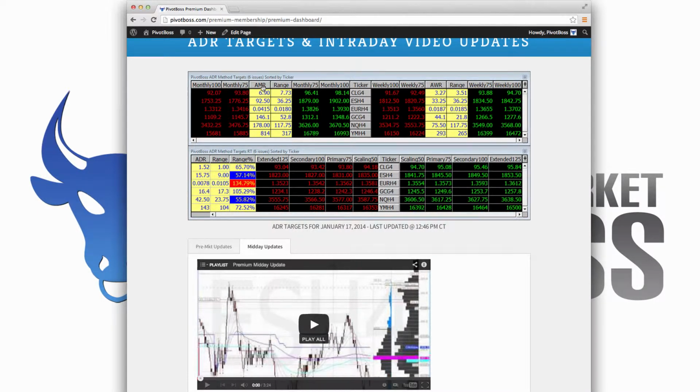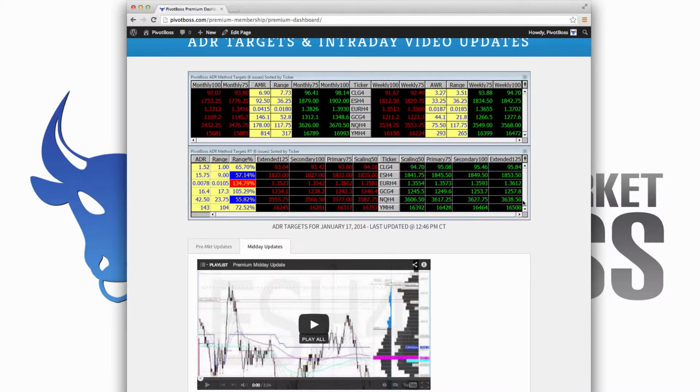And these targets are based off the AMR column here. The AMR column is average monthly range, which is a 10-month average. This range column is the current range for the month. On the right, very much like the monthly targets, only these are weekly values. Average weekly range, again a 10-week calculation. The current range for the week. And over here to the right and left, you see weekly 75, weekly 100. These are your primary and secondary weekly bull targets, and these are your primary and secondary weekly bear targets.